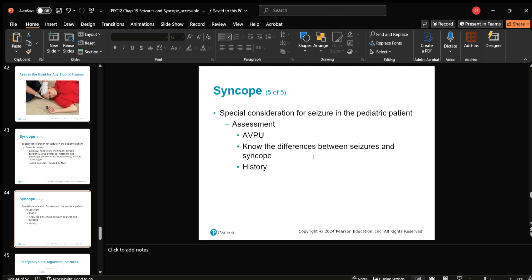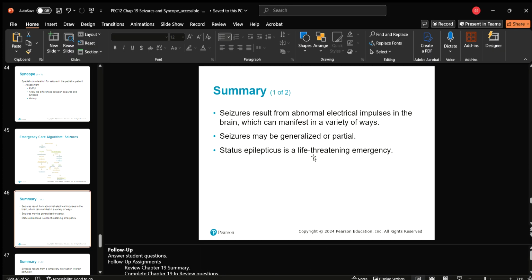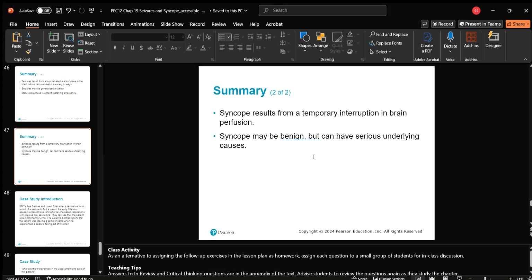Check their AVPU. We need to know the difference between seizures and syncope. We just talked about what seizures are, we have that whole list. They're going to have an aura, well, they more than likely have an aura. Then they go unconscious. Then they have the tonic phase. Then they have the clonic phase. Then they have the postictal phase. That is it when we're talking about syncope and seizures. Any questions?